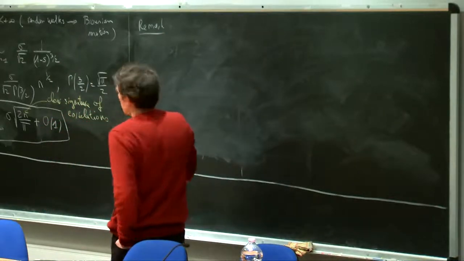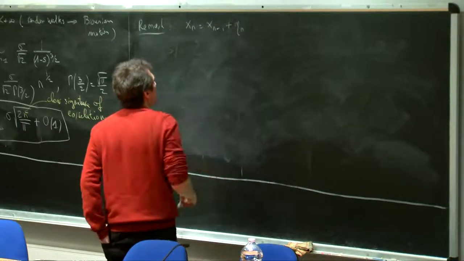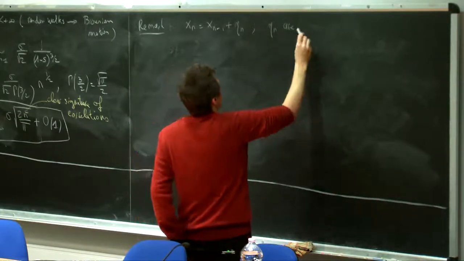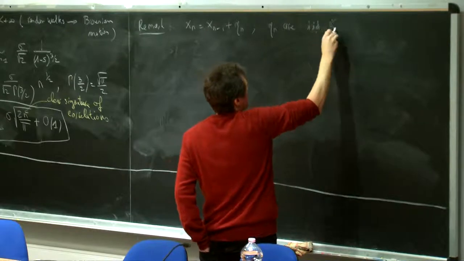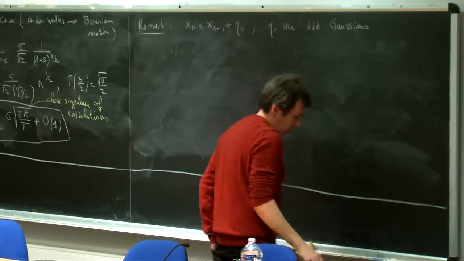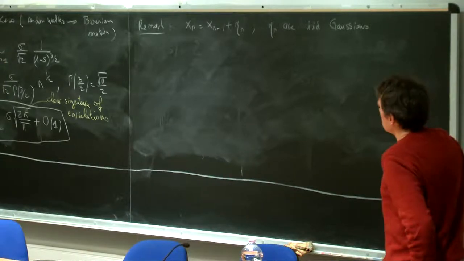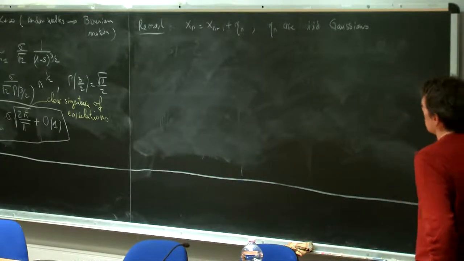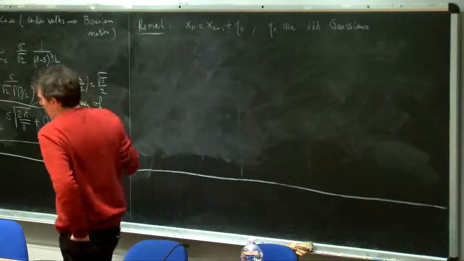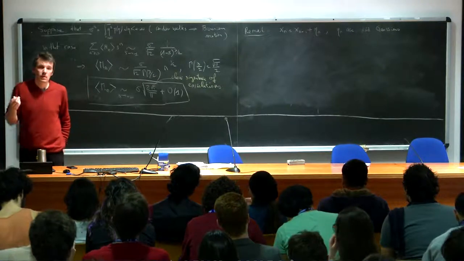Okay, let's consider the case which is discrete time. And suppose that these eta n's are IID Gaussians. So if they were Gaussians, then if I look at these Xn's, they would be IID random variables. There would also be Gaussians, okay?